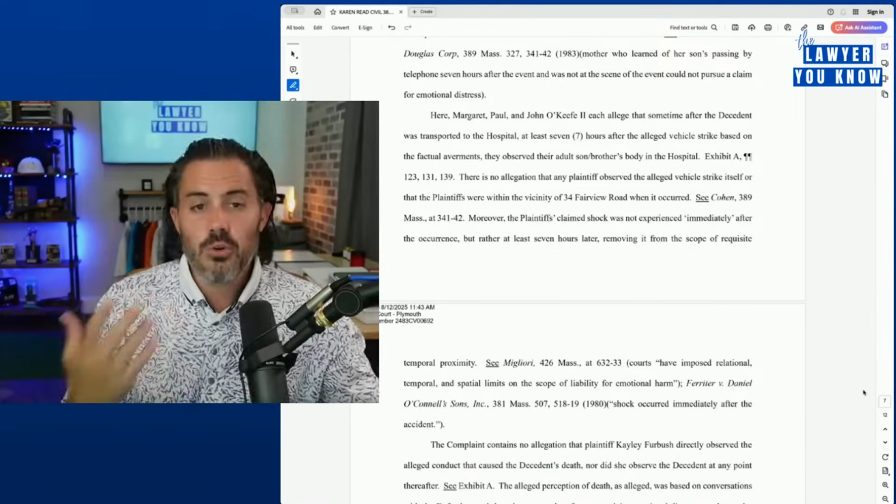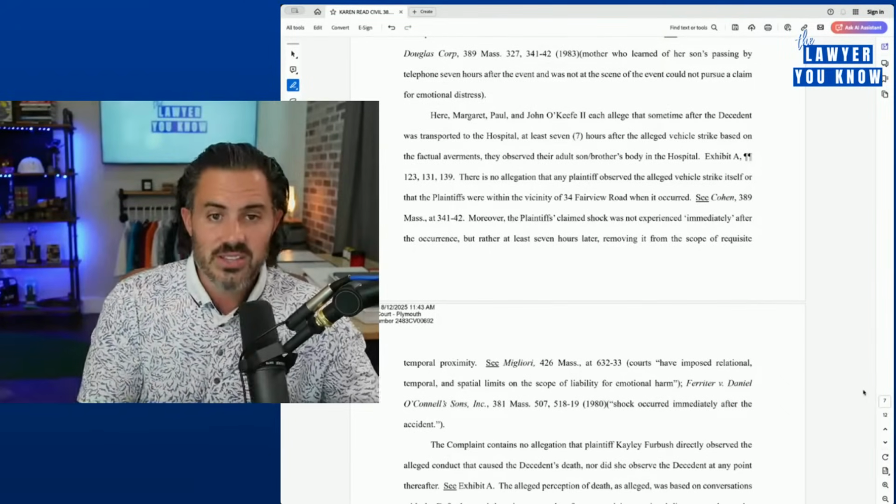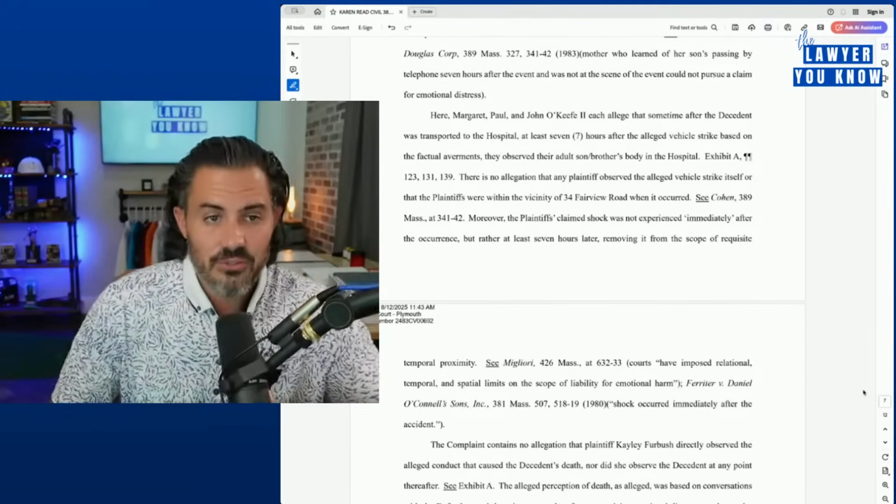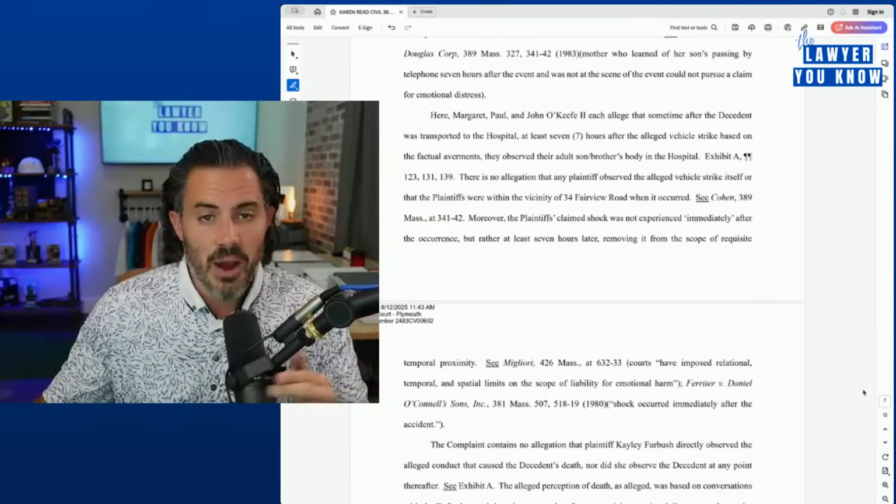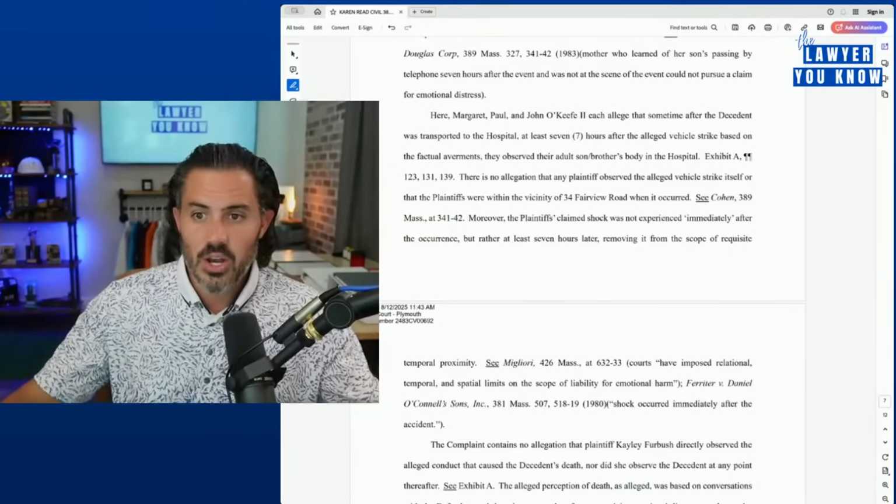I mean, every one of my wrongful death cases could have this element and this cause of action if it were just seeing the body of the deceased, which again is brutal, unimaginable.